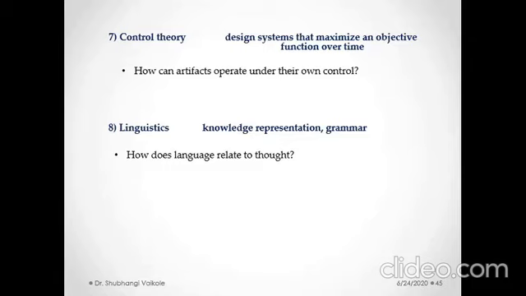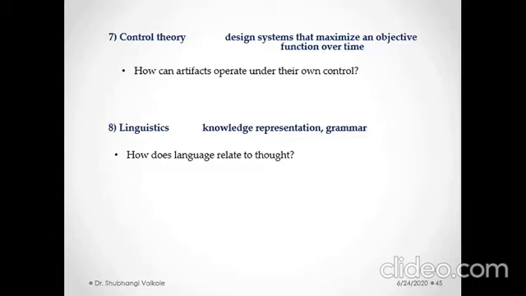So here it is studied how a machine will behave under a controlled environment. The next one is linguistics, which comes in 1957. It is a study that contains knowledge representation and grammar. So how does a language relate to thought?